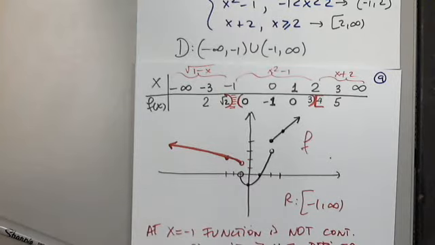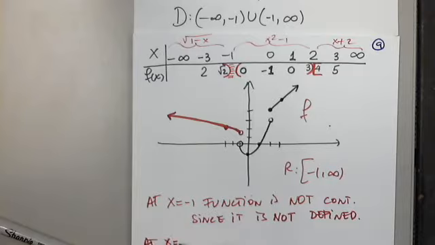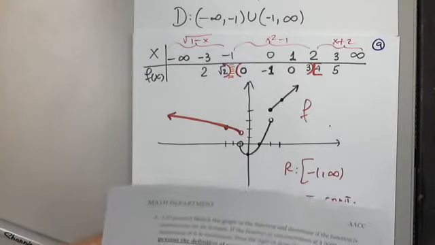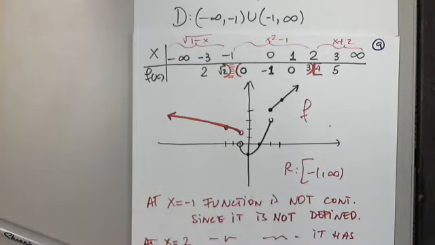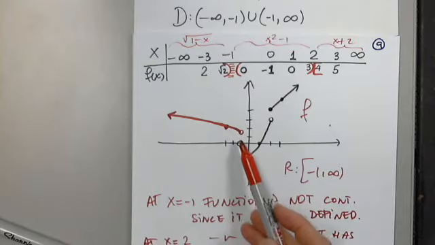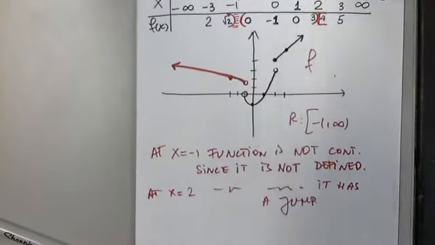Good. Is there any other discontinuity? At x equals 2, the function is not continuous. It has a jump. If the function is not continuous at a point, determine if it is continuous from the right or from the left. It cannot be continuous here from the right or from the left because it's not defined. So now let's identify whether it's continuous from the left or right at the other point. Is it continuous from the left or from the right?